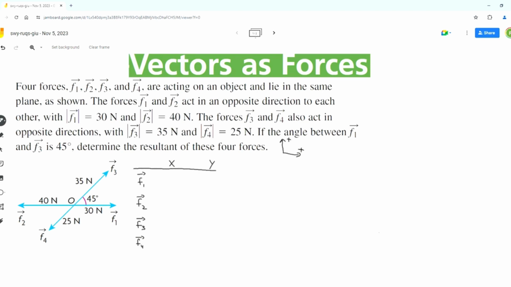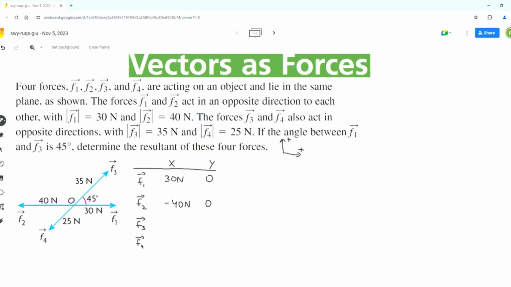So let's start with F1. F1 is acting to the right, so that means it has only an x component, and the x component is equal to 30 newtons. And the y component is 0. F2 is acting to the left and it has only an x component; its y component is equal to 0.